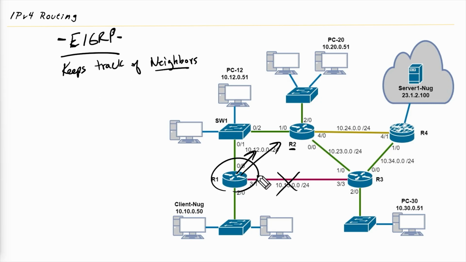So when EIGRP is run, for example, between R2 and R1, they're actually going to form a neighbor adjacency, and they're going to keep track of each other. And then if, for example, one of those neighbors doesn't respond anymore, it can go ahead and make a quicker adjustment to the network to reconverge and figure out, hey, this path here going through router 1 is no longer available because that neighbor is down.